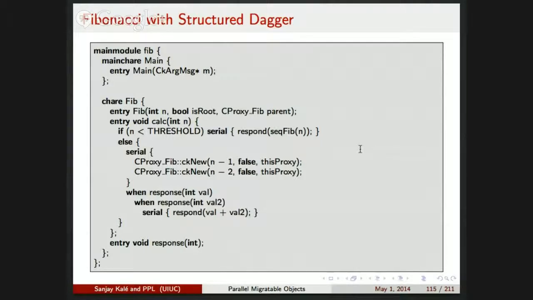Can you explain why, in the threshold line, n less than threshold? What does that serial do for me? How does it modify anything? I mean, I don't know.